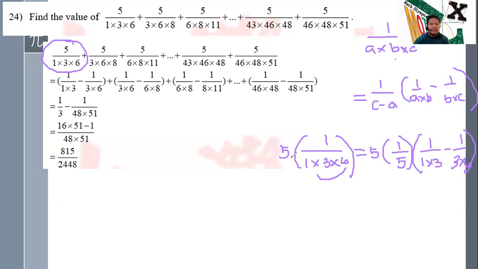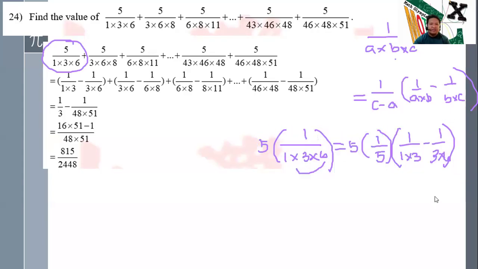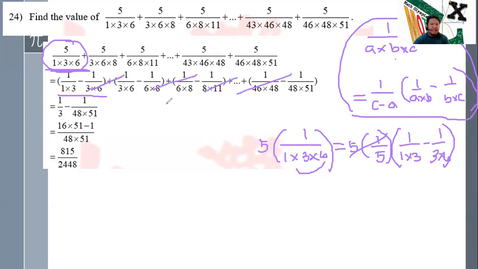Let's move it a little bit to this side. As you can see, we'll have 1 over 3 times 6, so these cancel out each other, and what will be left for this whole expression is 1 over 1 times 3 minus 1 over 3 times 6. All of them will follow the partial fraction also. The next one will become 1 over 3 times 6 minus 1 over 6 times 8, and so on and so forth. Again, we can cancel out the plus and minus, and everything left is 1 over 1 times 3, or 1/3, minus 1 over 48 times 51.